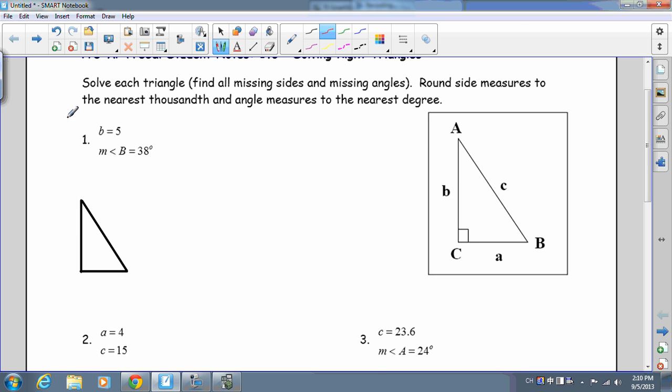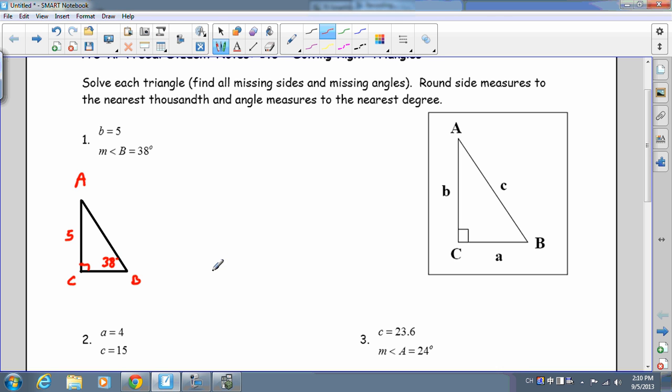On problem number one, I am told that the side B, lowercase b, which is this side, is 5. I have A, C here and B here. So apparently this side is 5, and the measure of angle B, which is this angle, is 38 degrees. In other words, I only have two sides missing and one angle missing.